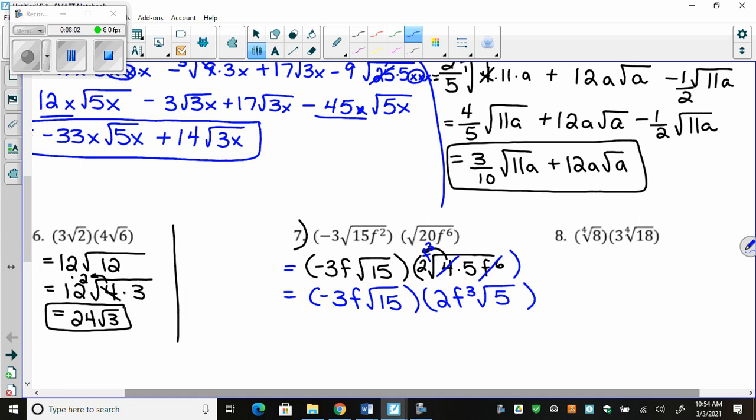Now I can multiply coefficient times coefficient, radicand times radicand. And if I have two bases and two exponents, I add exponents, right? So in the front, I'm going to get negative 3 times 2, which is negative 6. F1 times F3 is F4, right? You add exponents. And then root 15 times root 5. 15 times 5 is 60.